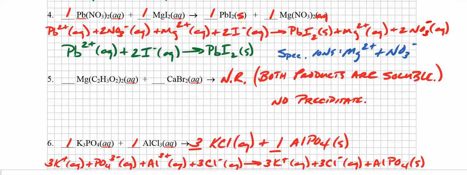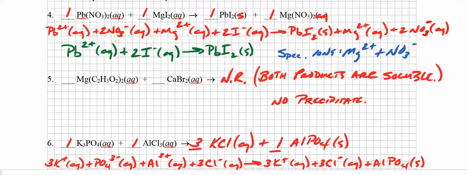Lead iodide, I should say lead 2 iodide, is a solid, right? That means it's going to go. Magnesium nitrate is aqueous, so we can proceed. Let's break down the lead 2 nitrate. So we have Pb2+ aqueous plus 2 moles of NO3- aqueous. Why 2? Because there's a subscript of 2 after the nitrate. So now we've taken care of the lead 2 nitrate.